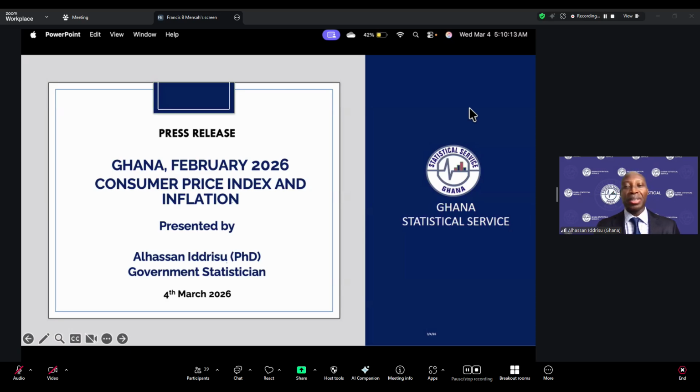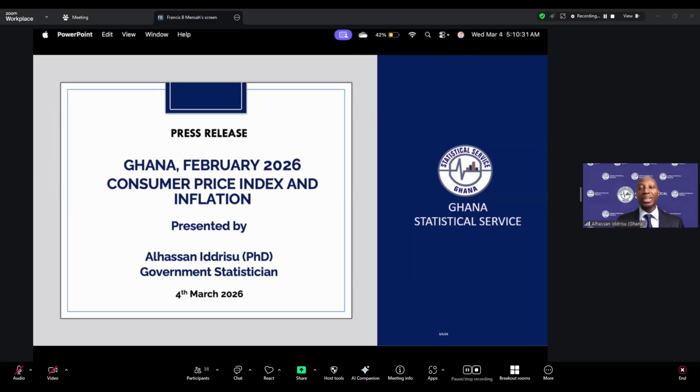Today, the Ghana Statistical Service presents the Consumer Price Index and inflation for February 2026. This release matters because, as we know, inflation affects everyone. It affects how much households spend at the market. It affects how businesses price their goods and services, and it influences decisions taken by policymakers, investors, researchers, and development partners. And as we know by now, inflation is not just an economic concept.